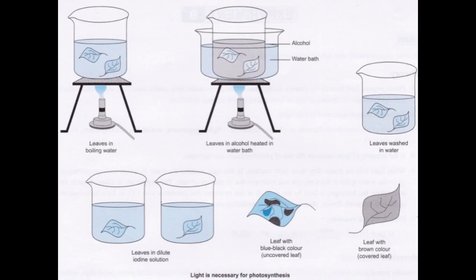Next, after boiling in alcohol using a water bath, we will wash the leaf in water and then do the iodine test. So when we do the iodine test, the green parts of the leaf which contain chlorophyll will turn blue-black, indicating the presence of starch. Whereas the white parts of the leaf which lack chlorophyll will not change color, indicating the absence of starch. This demonstrates that chlorophyll is essential for photosynthesis.